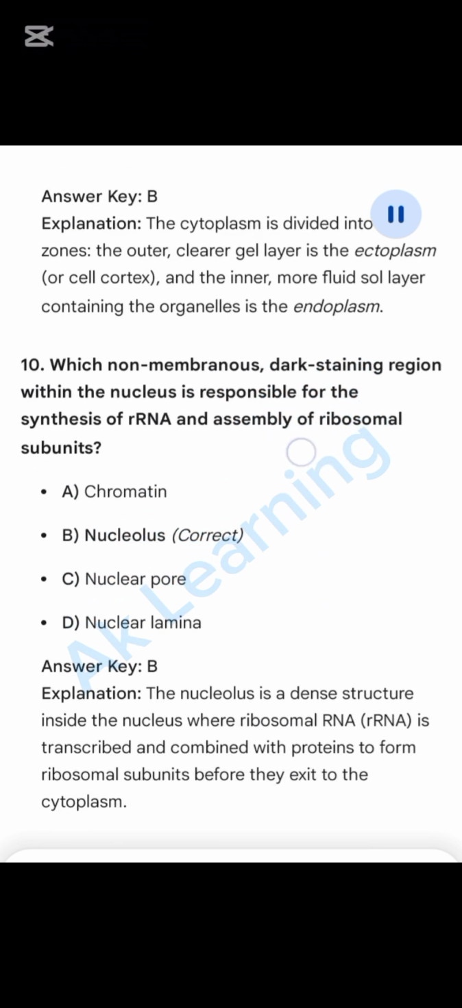10. Which non-membranous, dark staining region within the nucleus is responsible for the synthesis of rRNA and assembly of ribosomal subunits? A. Chromatin. B. Nucleolus. Correct. C. Nuclear pore. D. Nuclear lamina. Answer key, B. Explanation. The nucleolus is a dense structure inside the nucleus where ribosomal RNA, rRNA, is transcribed and combined with proteins to form ribosomal subunits before they exit to the cytoplasm.